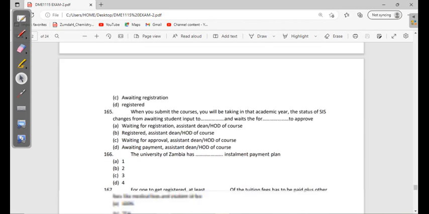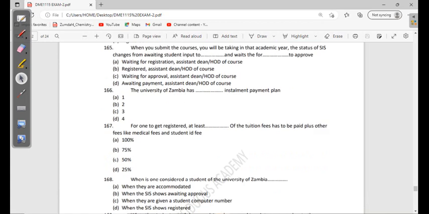When you submit the courses you will be taking in that academic year, the status of the student information system changes from awaiting student input to dash and waits for the dash to approve. So after submitting the courses: awaiting registration, assistant dean or HOD of the course. Registered, assistant dean or HOD of the course. Awaiting approval, assistant dean or HOD of the course. Awaiting payment, assistant dean or HOD of the course.